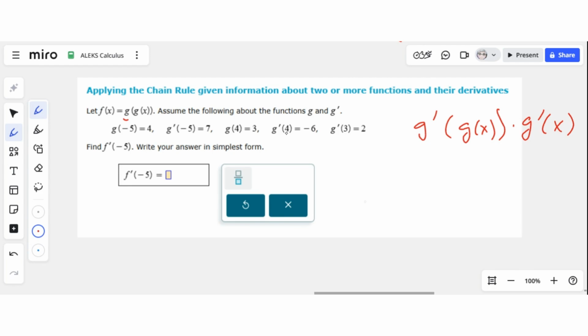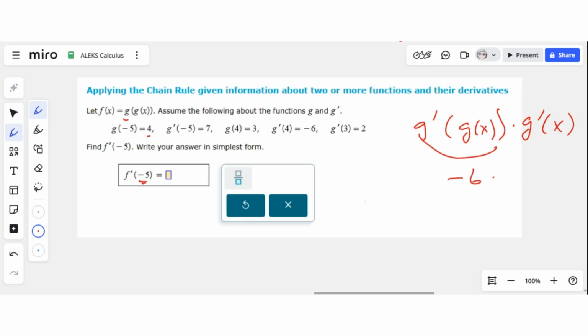And we've been given a whole bunch of values here, so let's try not to get confused. We're going to start inside with g of x, and we want to find this at -5. So what is g of -5? Well, that's 4, but we're not done because we want g prime of that. So what's g prime of 4? That's -6. So this chunk becomes -6.